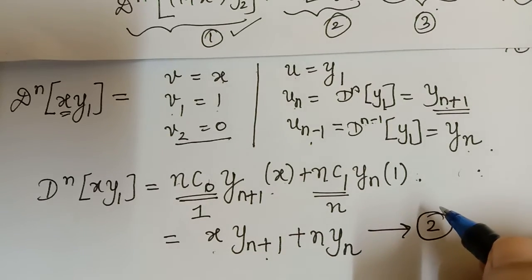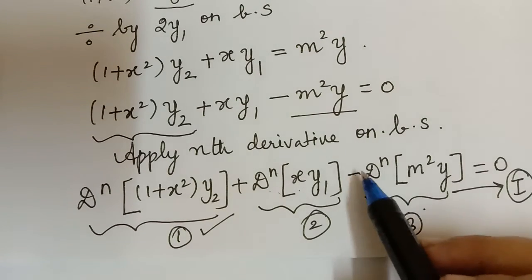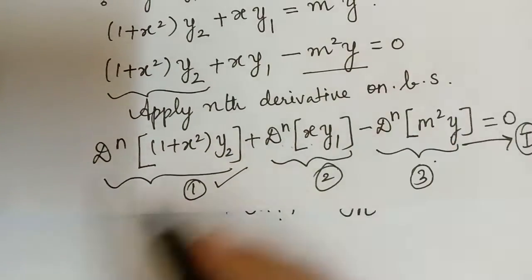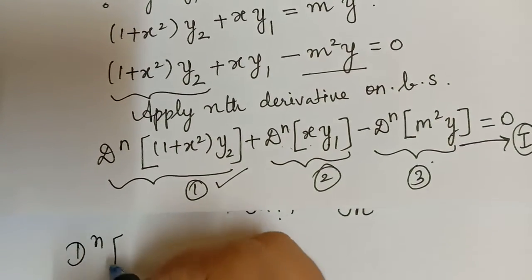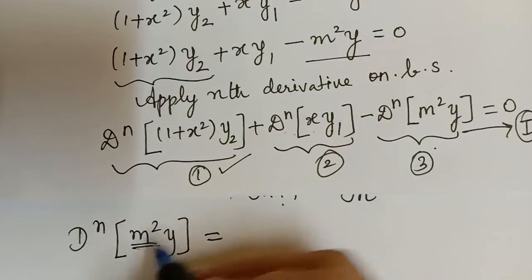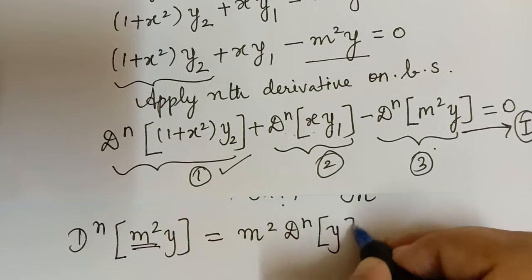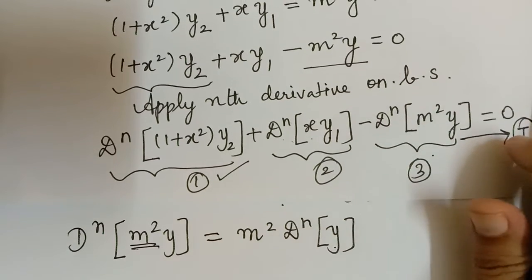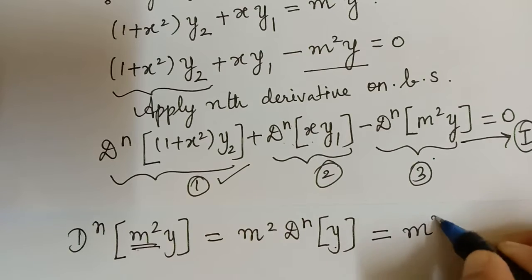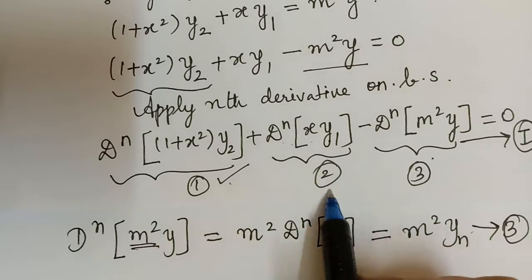Now we will find term 3. So what is term 3? Term 3 is the nth derivative of m squared y, which is very simple. Because the nth derivative of m squared y will be equal to, this m squared is a constant, so it will be m squared times the nth derivative of y. But what is the nth derivative of y? It is yn. We all know that the nth derivative of y is yn, and so this will be equal to m squared yn. So this is term 3. So we have found term 1, term 2 and term 3.